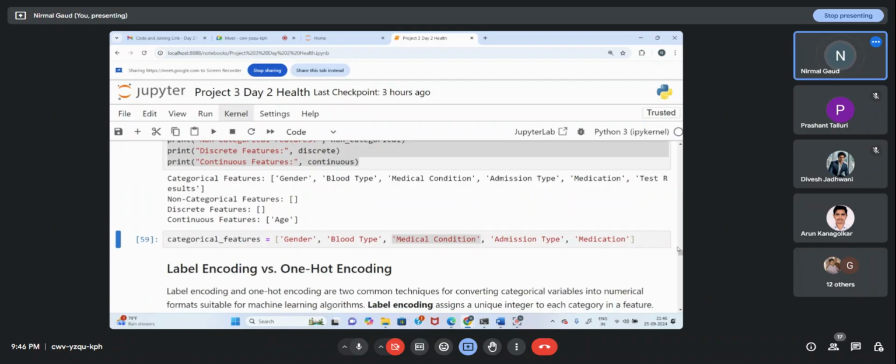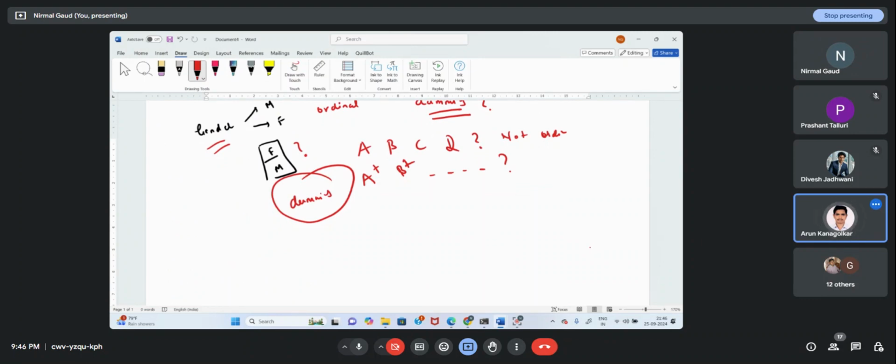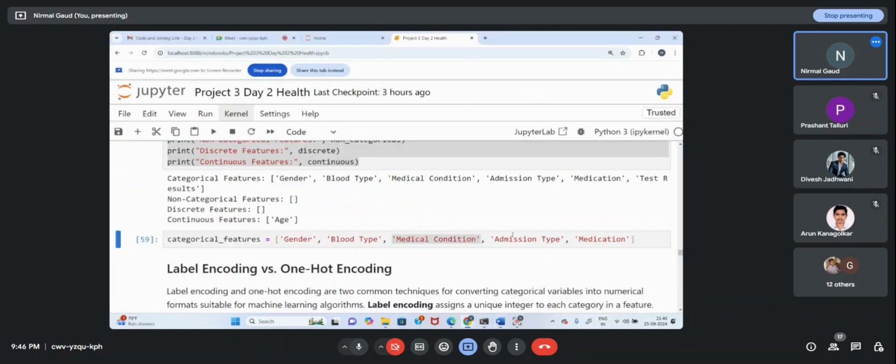So here it is, medical condition. Again, we are going to proceed here with the dummies, one hot encoding. Medical condition dummies. What about the next one? Next feature, admission type.